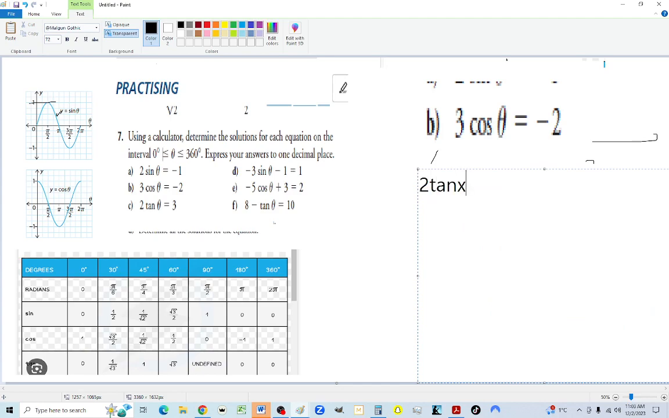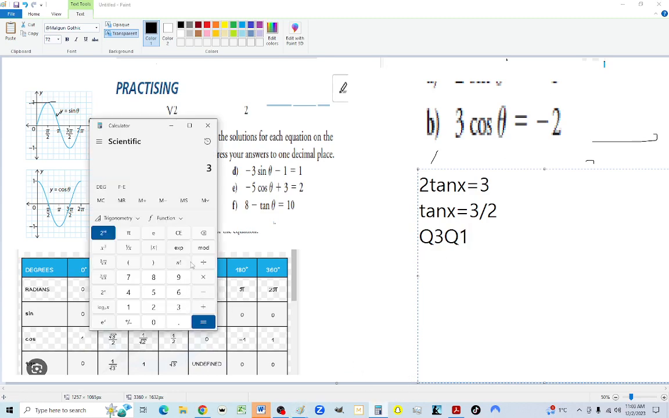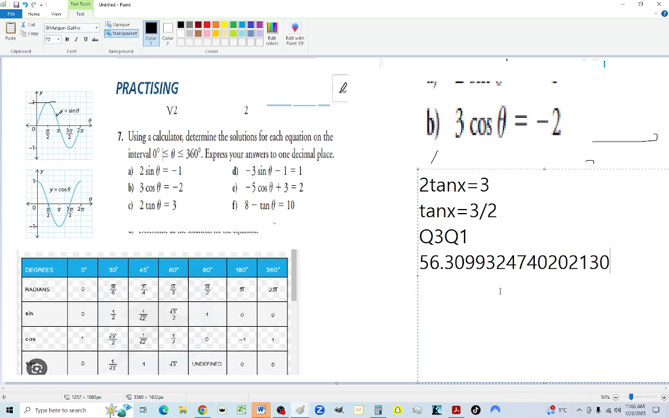2 tan x is equal to 3. So tan x is equal to 3 over 2. That's not on our exact table. But tan x here is positive, so we're talking about quadrant 3 and quadrant 1. So first we're just going to use the 3 over 2. We're going to do arctan, and we're going to discover this angle. And I think they want it to 1 decimal place. So that's in quadrant 1, so that's one answer. In quadrant 3, we're talking about 180 plus that, which we get as 236.3 degrees. So that's the 2 answers for that.